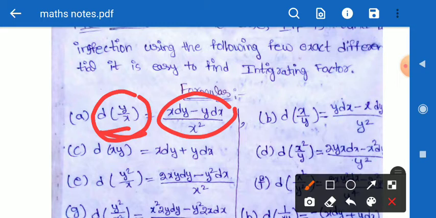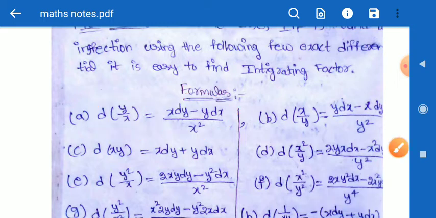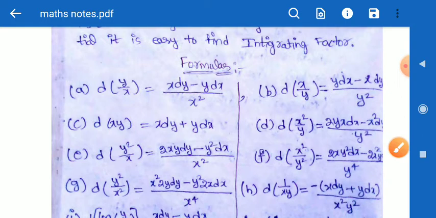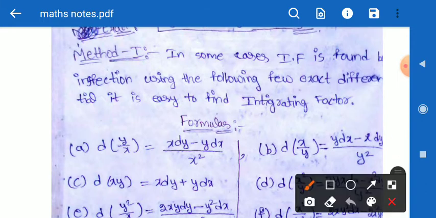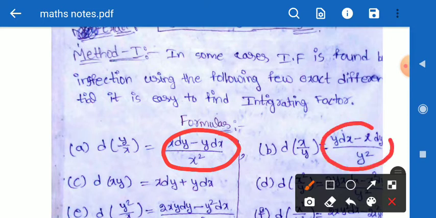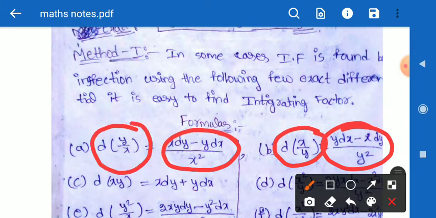Some of the formulas are given. Formula a: d of y by x is equal to x into dy minus y into dx by x square. Here the idea is, in some cases the integrating factor is found by inspection using a few exact differential equations. Here some exact differentials are given, and these can be written as d of x by y or d of y by x.